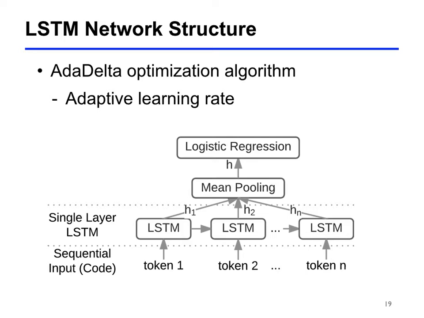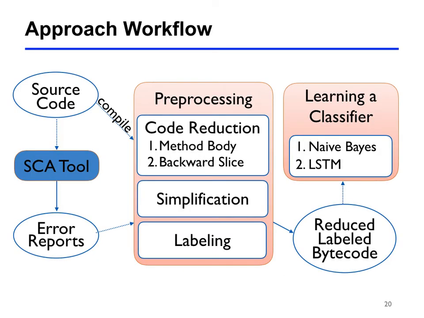This figure shows the network structure unrolled over time. We have a single layer of LSTM, we feed the data points token by token and get an output value h for each of them. Then we do a mean pooling over these output values. Finally, we have logistic regression to classify the data points into one of the classes. This is all about learning models. Now I will continue with the further simplifications we did on an example program.